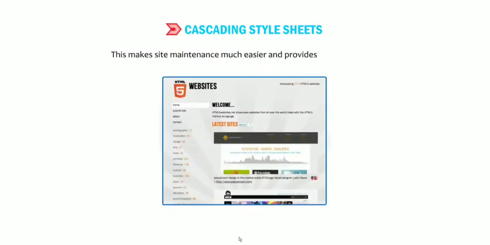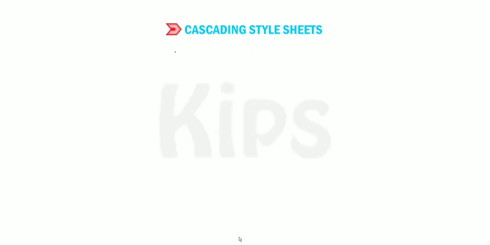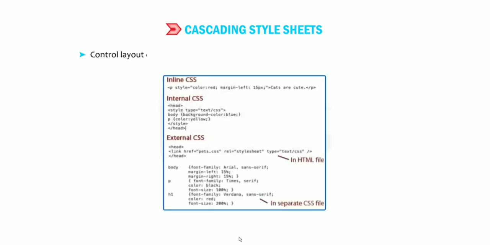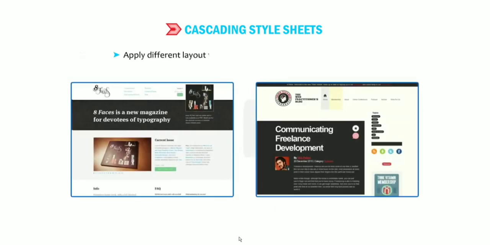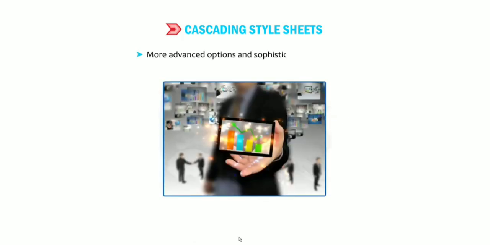CSS is a style sheet that provides a set of style rules for defining the layout of HTML documents. You can control the layout of many documents from one single style sheet. External style sheets give more precise control of a layout. You can apply different layouts to different media types, such as screen, print, etc. More advanced options and sophisticated techniques are also used.